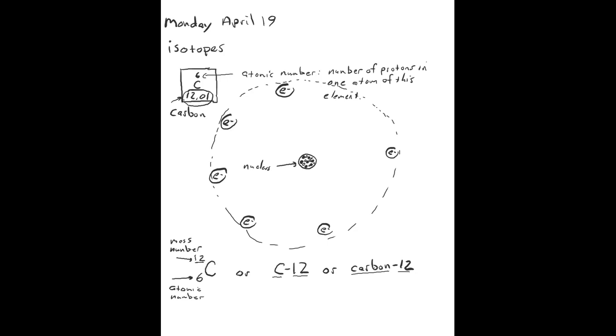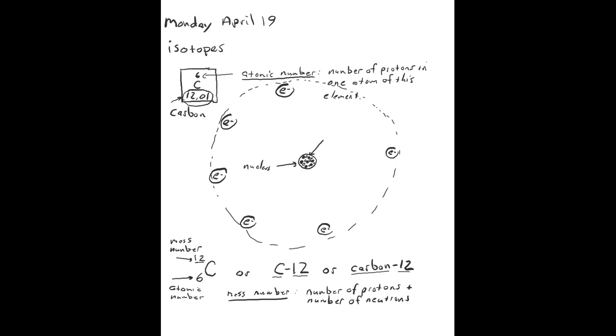So the mass number, okay, I already told you what the atomic number is. The mass number, very simple. It's the number of protons plus the number of neutrons. It's just the two of them added together. So it's telling you the total number of particles that are in the nucleus. It's not electrons, just protons and neutrons. That's called the mass number.